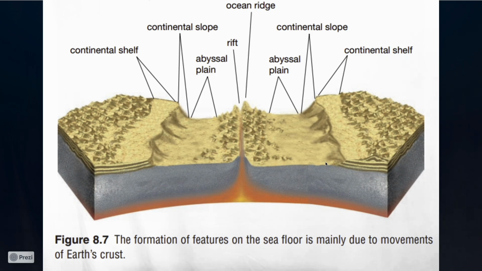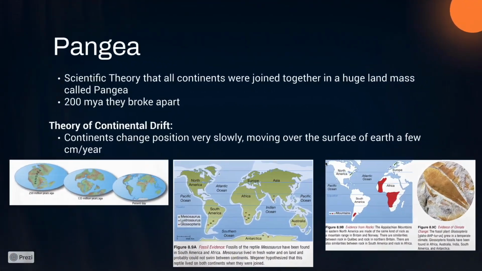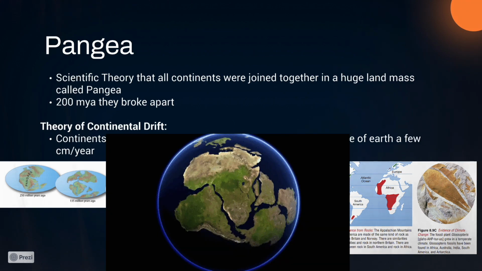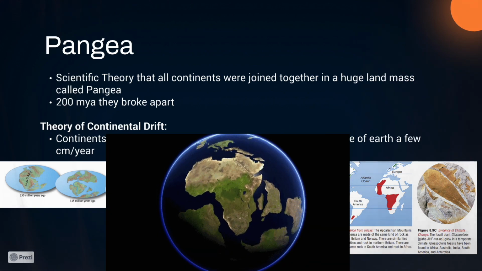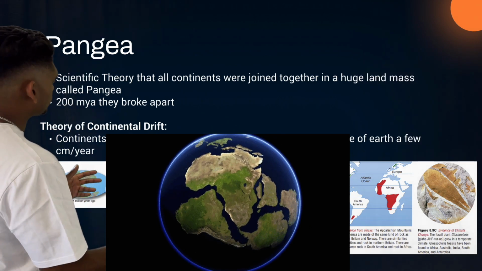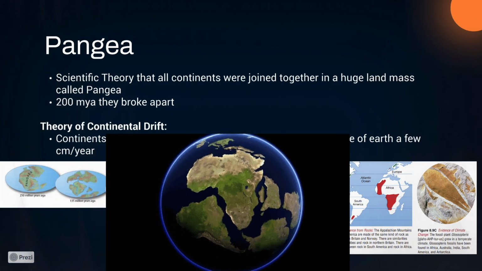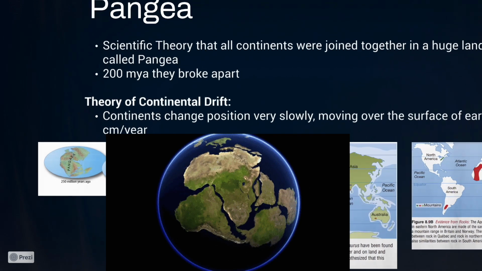Now we're gonna jump into how it actually moves. Take a look at Pangea. Y'all probably already know about Pangea because you're a bunch of geniuses. It's a scientific theory that all continents were joined together in a huge landmass called Pangea at one time. The theory of continental drift is about the continents changing positions very slowly and moving over the surface of Earth a few centimeters per year.